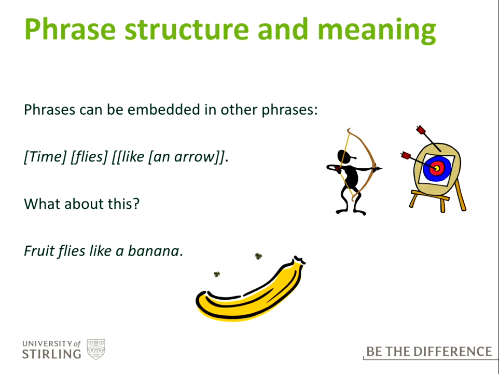Now, phrases can be embedded in other phrases. So if you take the sentence time flies like an arrow, we can think of like an arrow as a phrase describing how time flies, but an arrow is also a phrase that fits in the larger phrase like an arrow. However, it doesn't always work like that. So if you take the other sentence, fruit flies like a banana, there's no embedding there. Fruit flies are the little flies that like bananas.